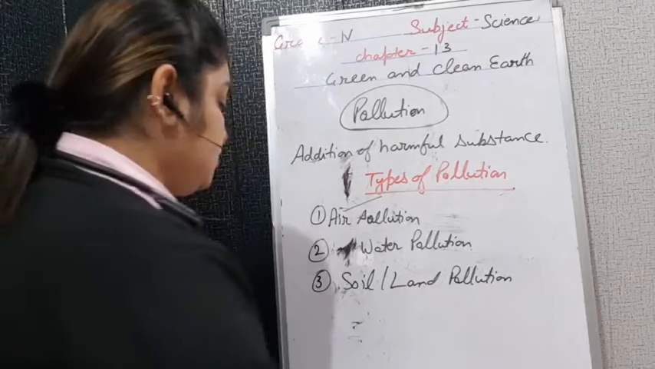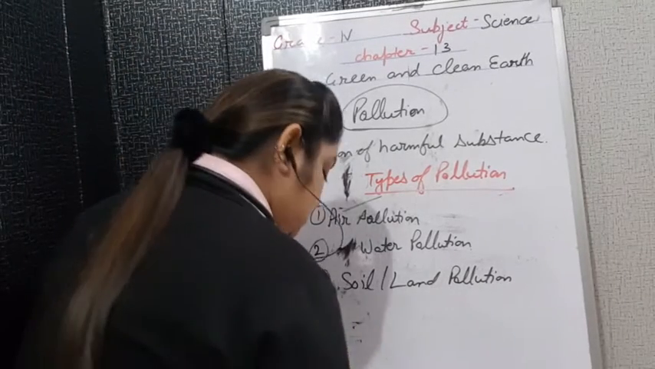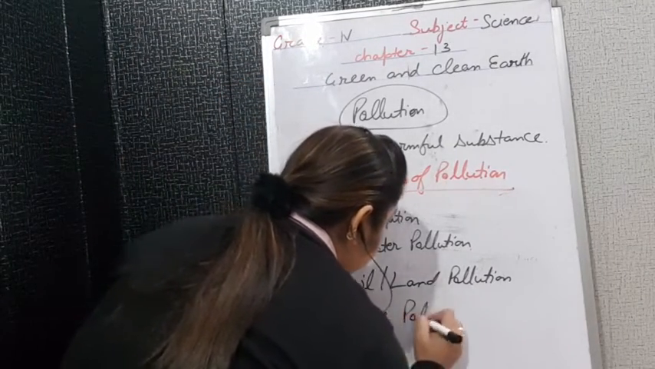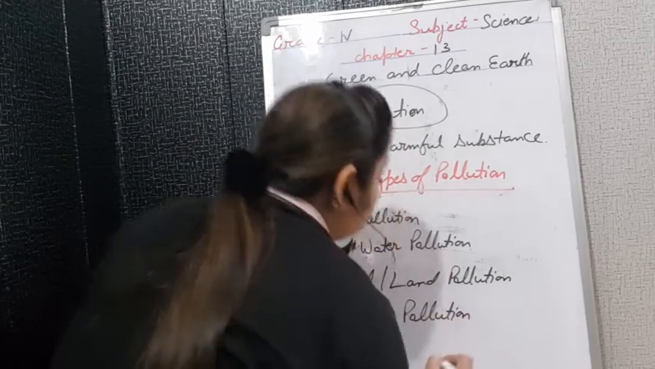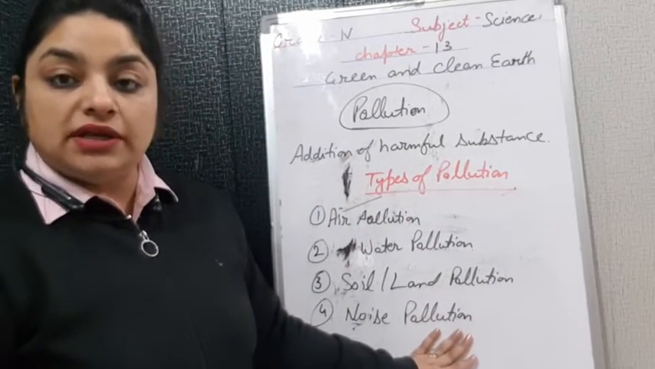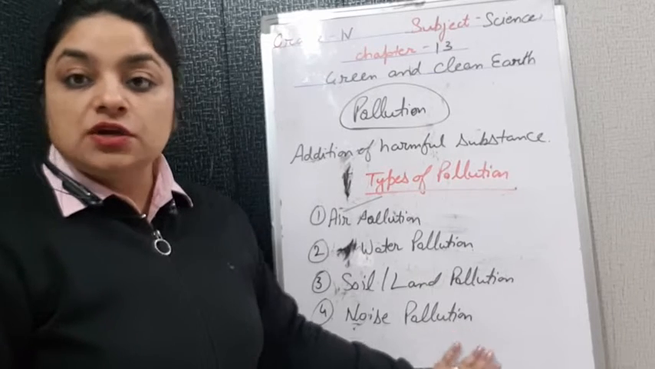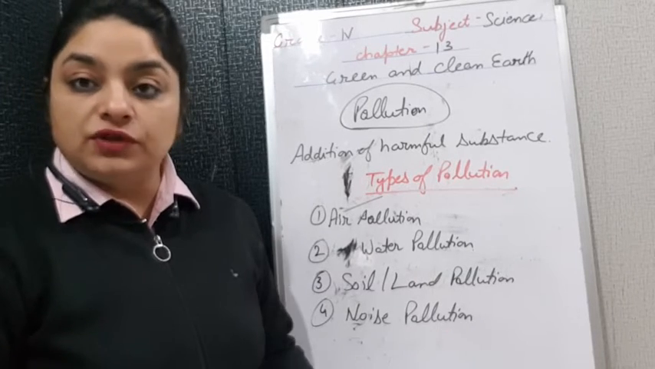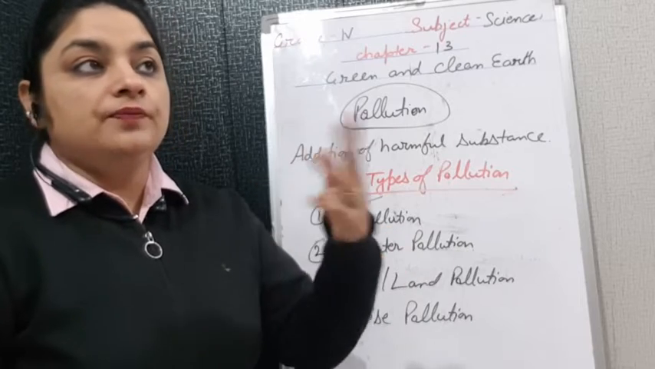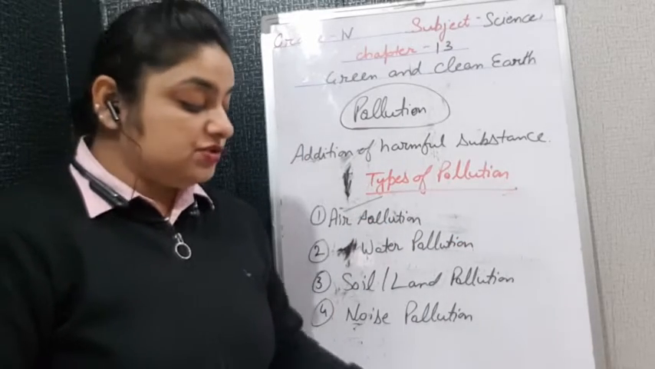After this, the last one is known as noise pollution. Noise pollution is when there is a lot of noise which disturbs our normal daily activities. We call it a type of noise pollution. For example, honking of the vehicles, loud noise when any construction is going on, and machines in the factories when they are working.